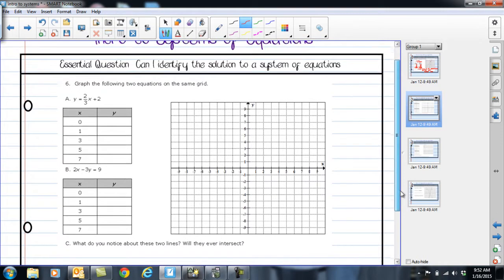So let's do another one here. They want you to graph these two equations on the same grid. And we know how to graph an equation using slope and y-intercept, so that's how we're going to do this. And then I will show you how to use your calculator to get to the table and write down the values. So we have y equals 2/3 x plus 2.